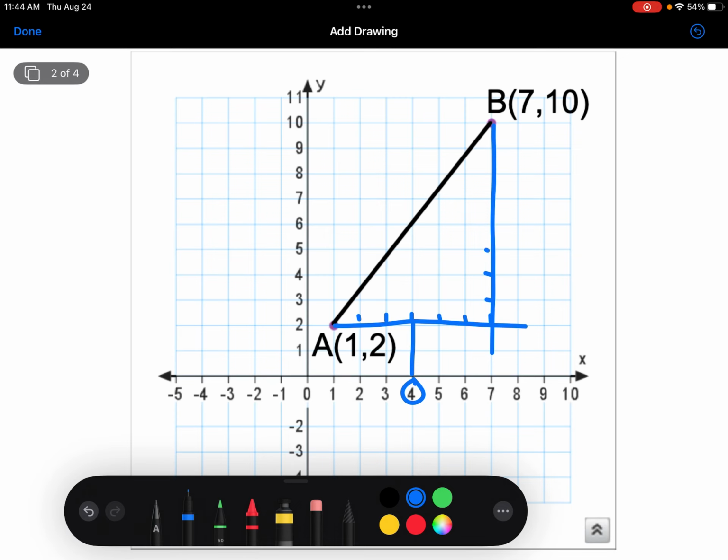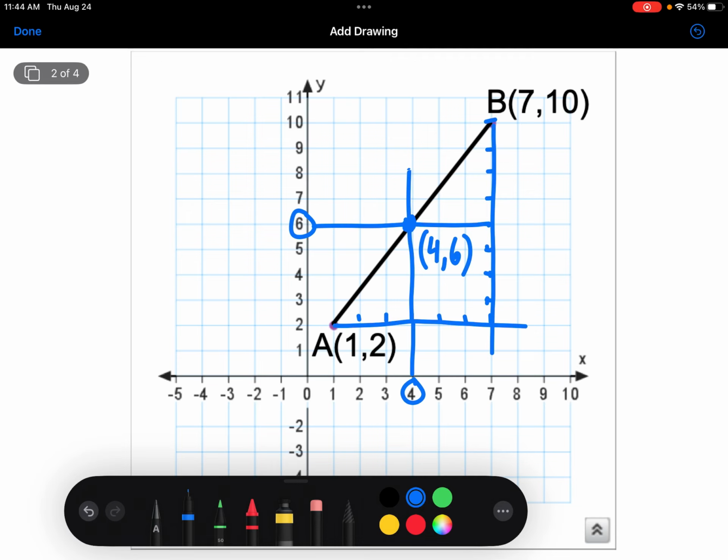Going y, I know that I've gone 1, 2, 3, 4, 5, 6, 7, 8 boxes. So I'm going to count up 4, 1, 2, 3, 4, and my midpoint would be right here. So the midpoint of this line would be where those two values intersect, which is right there, and we're going to find that to be (4, 6).